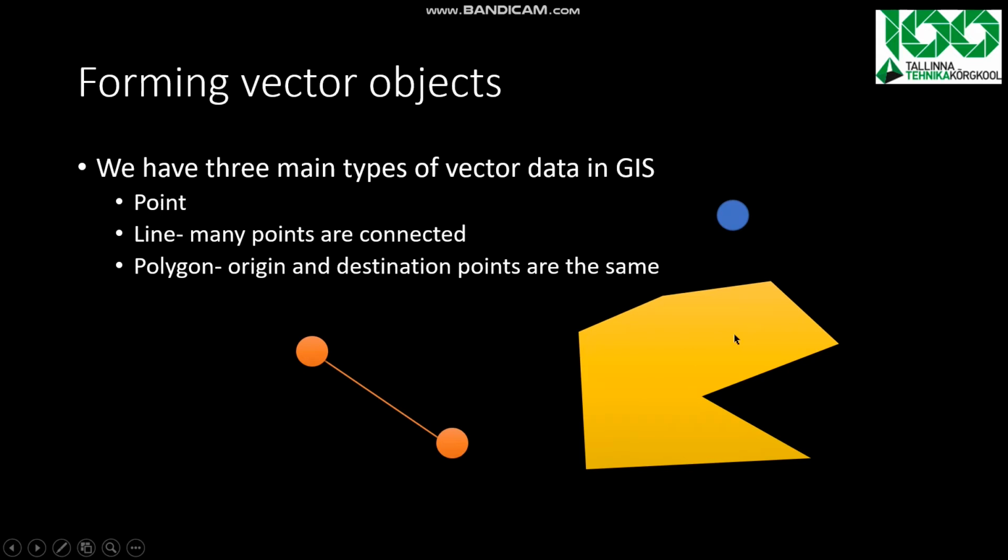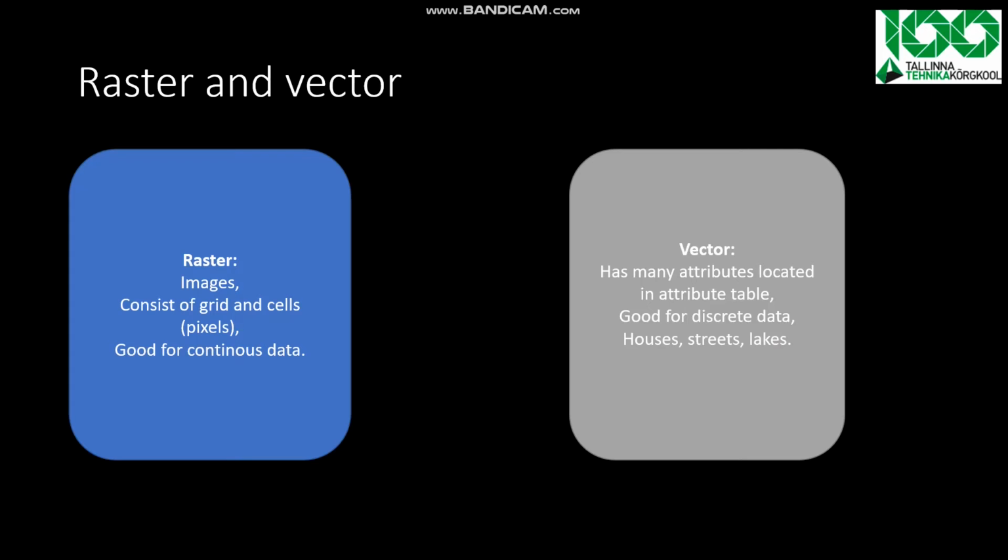And then we have polygon, that is really also using points and lines, but the origin and destination points are the same. It is very good to use for areas, to represent areas, and lines are very good to represent streets, and points are very good to represent cities. We can see how 2 different types of data in QGIS will have differences between them.